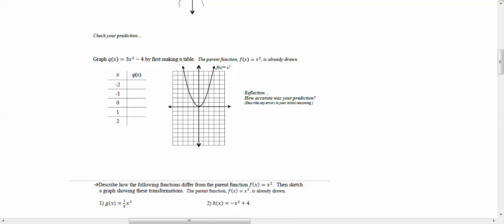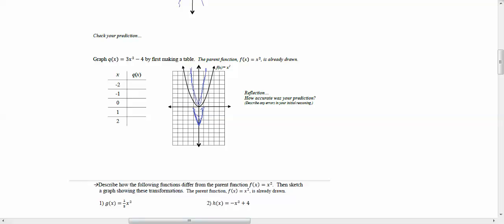Alright, what about this one? Graph 3x squared minus 4 by making a table first. You know what? I don't want to make a table because I'm so lazy. The 3 will take my parabola and make it skinny. It will stretch it vertically. The negative 4 will drop it down 4 units, so it's 1, 2, 3, 4. Here's what my actual graph is probably going to look like.